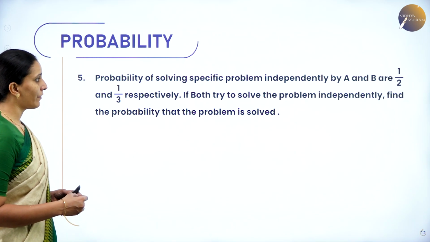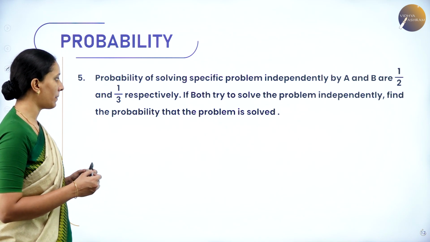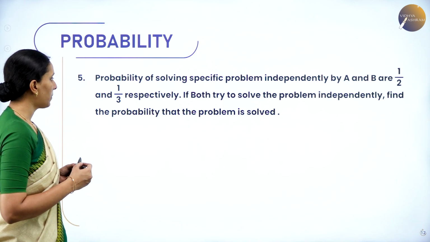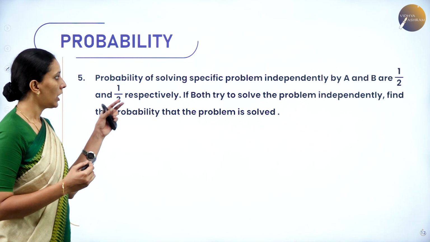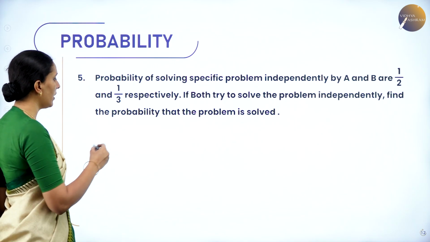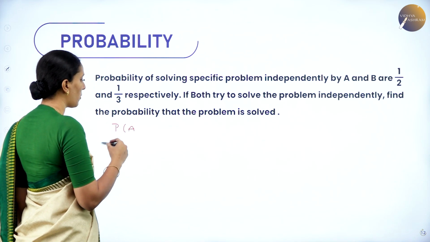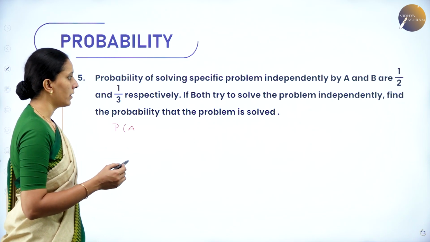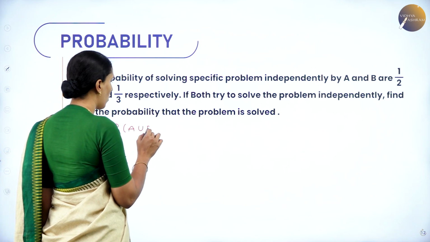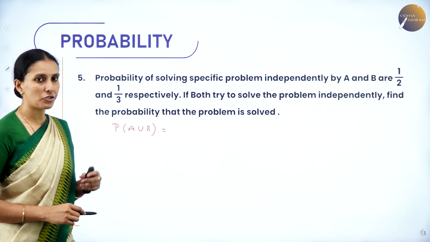Next. Probabilities of solving a specific problem independently by A and B are 1 by 2 and 1 by 3 respectively. If both try to solve the problem independently, find the probability that the problem is solved. Now, given the probability of an independent event, we are supposed to find the probability of solving the specific problem. So probability of solving the specific problem means either it can be solved by A or it can be solved by B, which is nothing but the complement of the probability of not solving the problem.